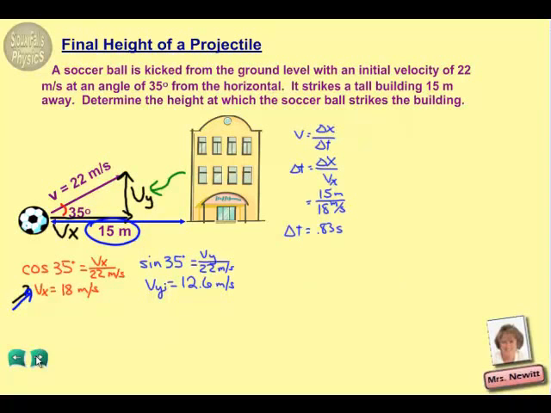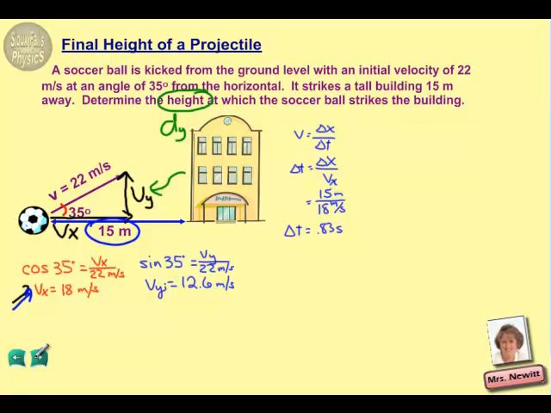Now, once we have this time of 0.83 seconds, that will allow us to find the height or the vertical distance at which the soccer ball strikes the building. Now remember that really we don't know at this point whether or not that soccer ball is at its highest height. We don't even know, for instance, for sure, without doing some more calculating, whether it's on its way up or maybe on its way back down when it hits the building.